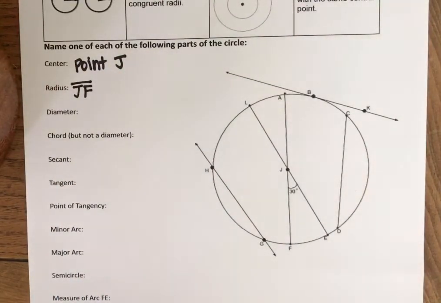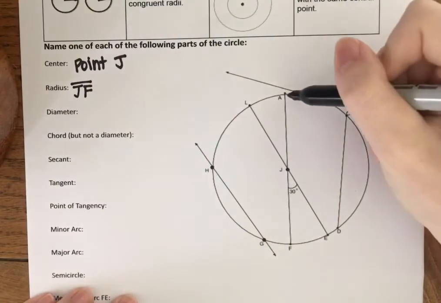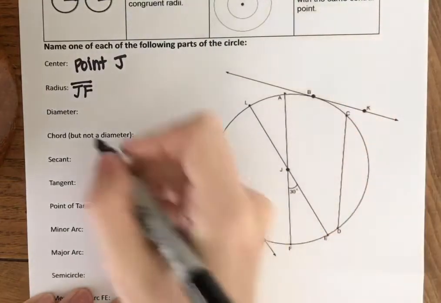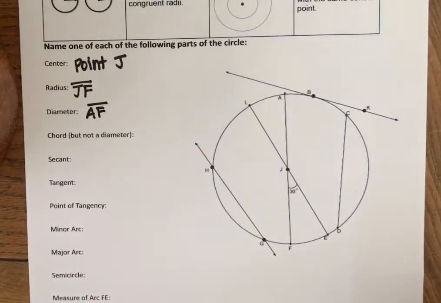Diameter, again, we've got a couple different options for this one, but it just has to go all the way across the circle and go through the center. So from A to F would be a diameter. Again, line segment. I'm gonna put the straight line over top.